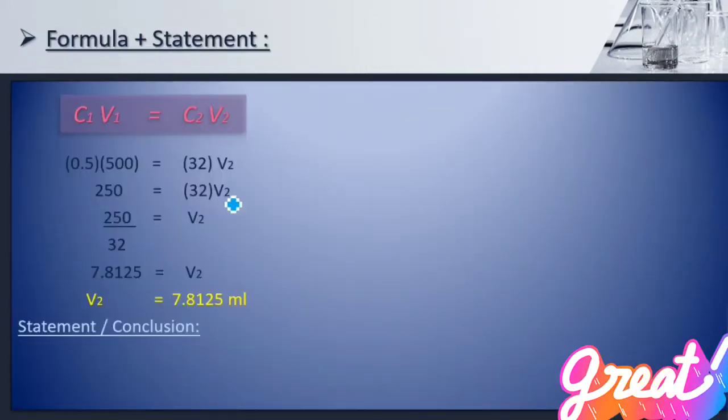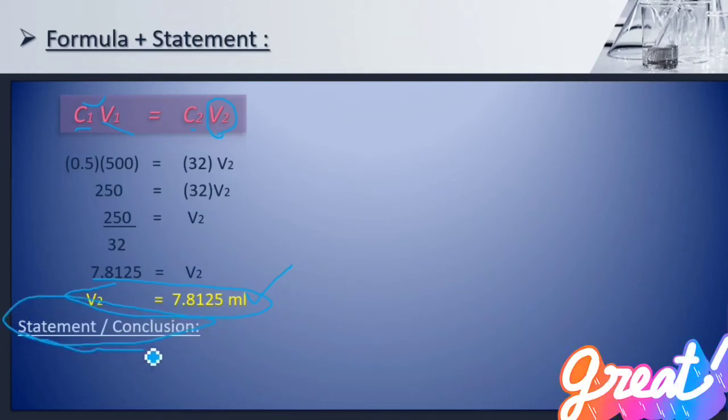For V2, we are applying the formula C1V1 is equal to C2V2. Now we have C1, V1, C2 and V2. We are going to find only the V2. So by putting all these values in the formula, we'll get the V2. Now, clear this concept that this is not our answer. This is only a value that we get from the formula. Our answer would be this statement.